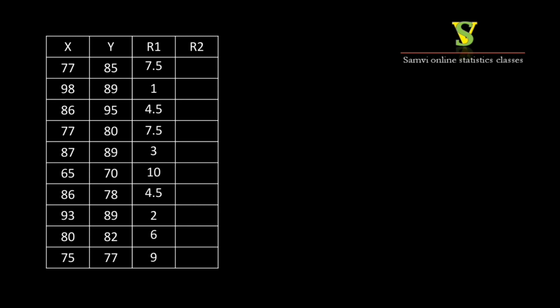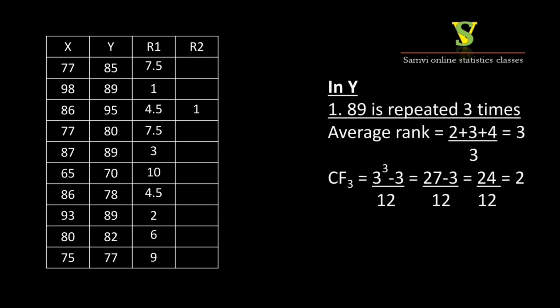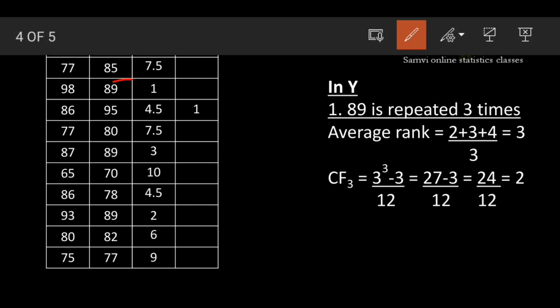R2 is for the rank for Y variable. In Y variable, 95 is the highest, we allotted the first rank. Next highest is 89, but 89 is repeated here 3 times. Getting? So now you have to allot the average rank. So next ranks are 2, 3 and 4. Take the average, we'll get here 3. In front of 89, we have to allot the rank 3 here.